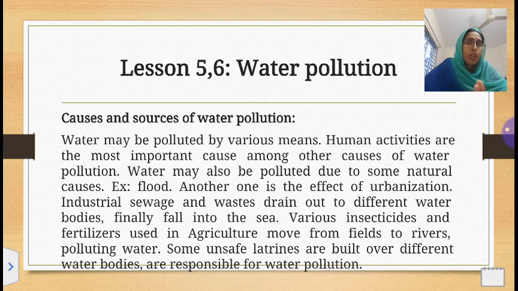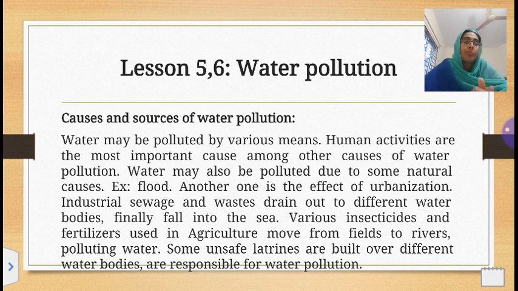Industrial sewage and waste drain out to different water bodies and finally fall into the sea. Various insecticides and fertilizers used in agriculture move from field to rivers. We said it previous time, from fields polluting water. Some unsafe latrines built over different water bodies are responsible for water pollution.